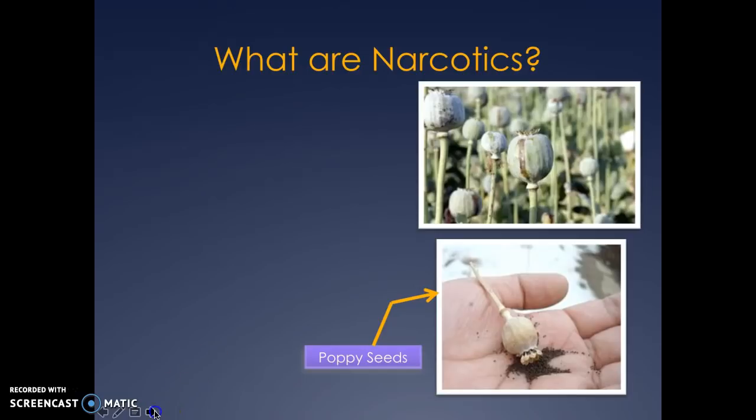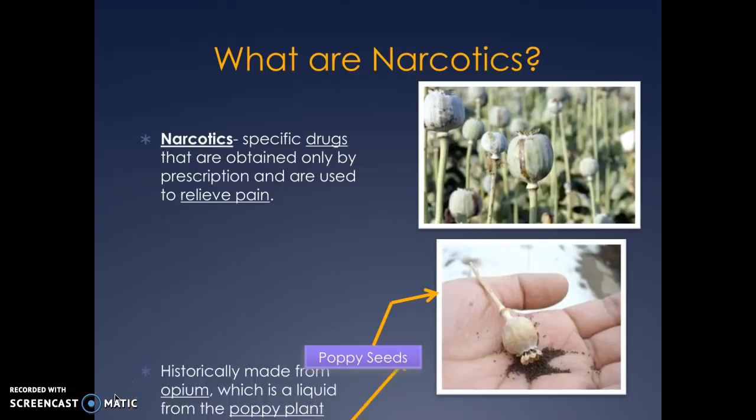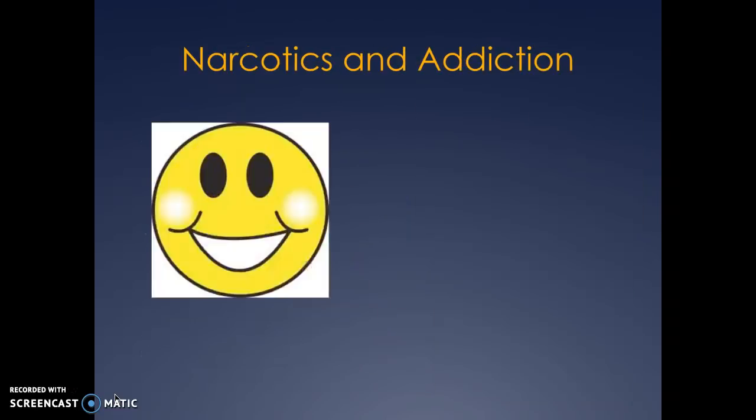What are narcotics? Narcotics are specific drugs that are obtained only by prescription, usually used to relieve pain. Historically, they're made from the opium plant, by extracting the liquid from the poppy plant, and they contain substances that numb the body. All right, highly addictive.